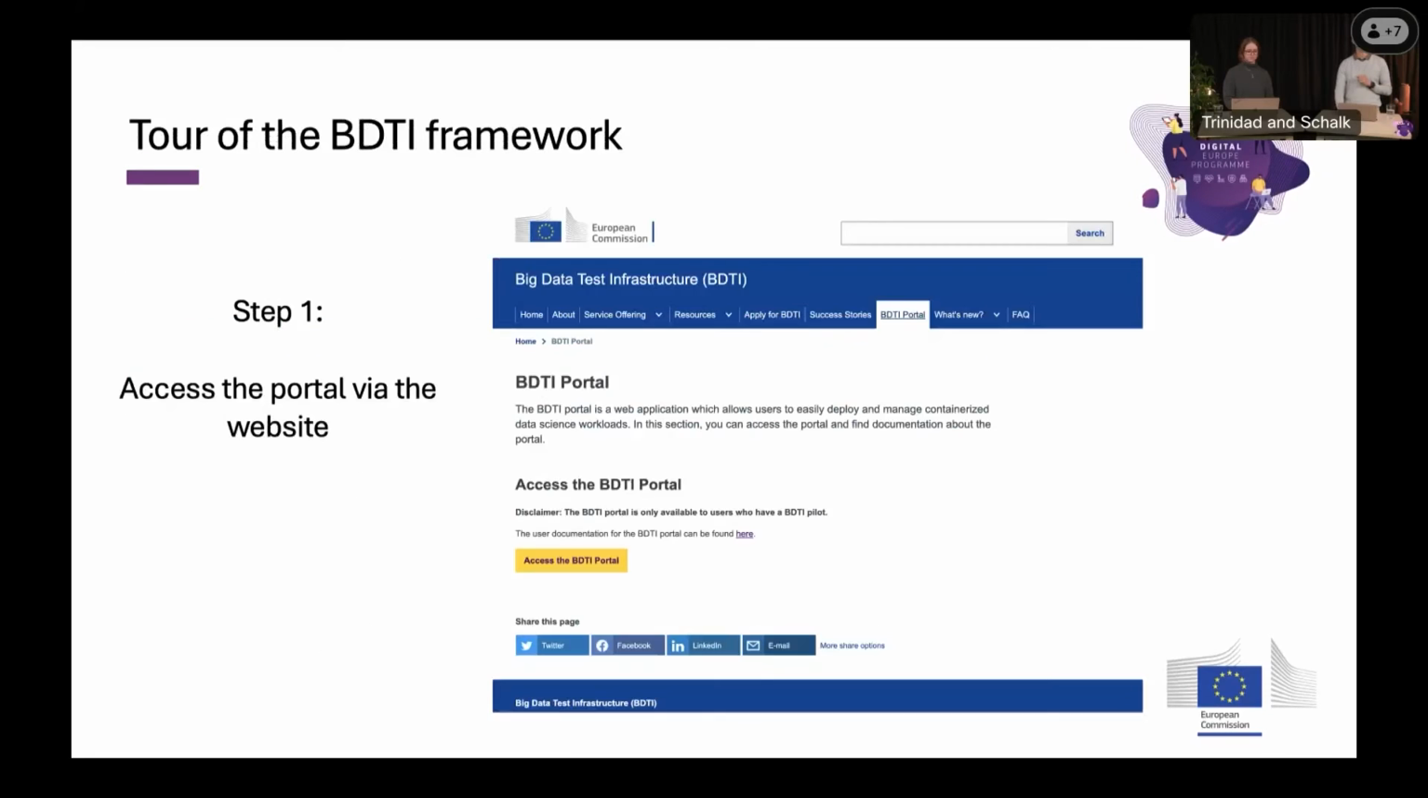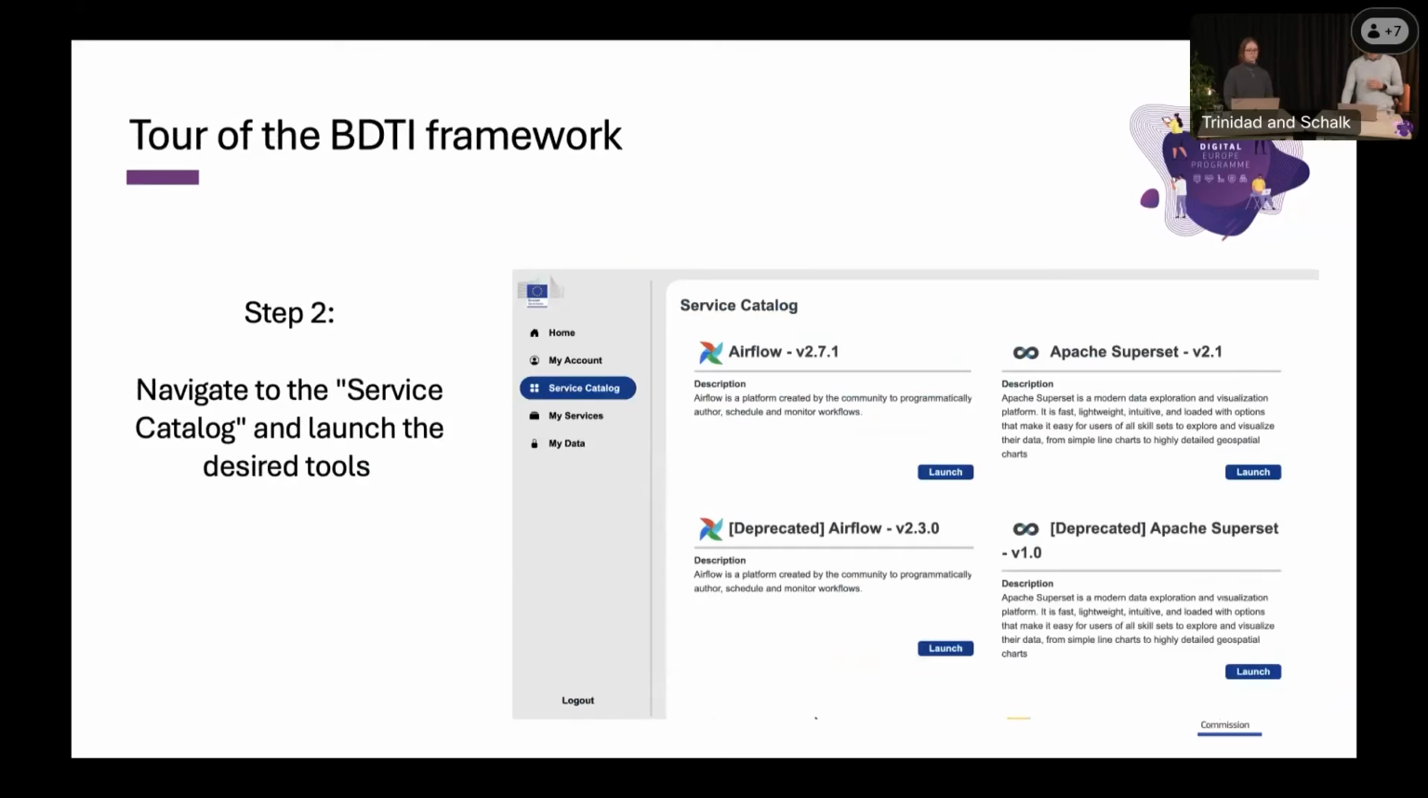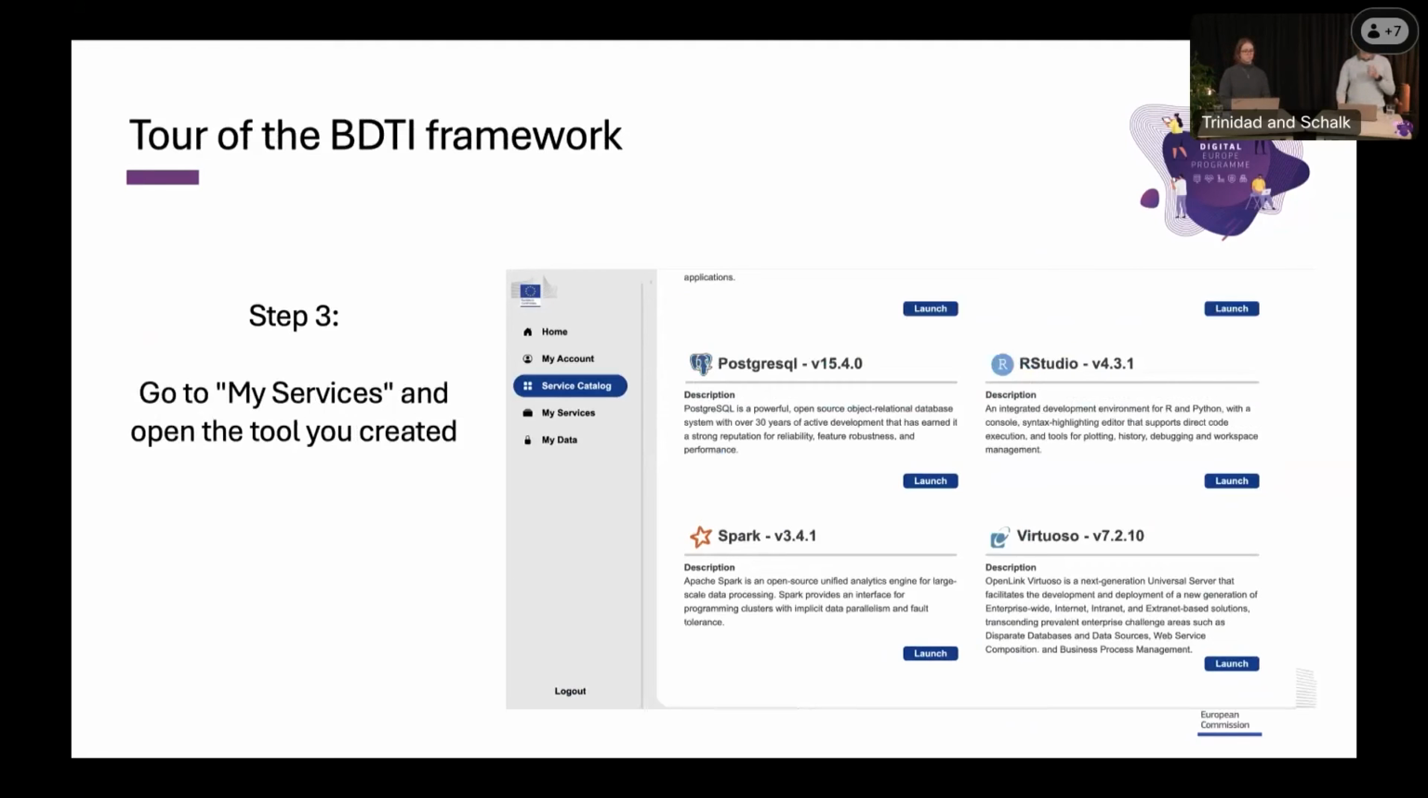So let's just recap these steps. Step one is you went to the actual website and you accessed there on the tab the BDTI portal and you logged in. Step two was to navigate to the service catalog, if I got it correctly, and there you search for the tool that you want to launch. You click launch, and at the back end, it will start to process. Step three, you go to the My Services tab. Here we have a video for you that you can see later on the slides again, and there you'll find the ones that you've launched, and then you can open it like we did with opening KNIME Analytics platform.